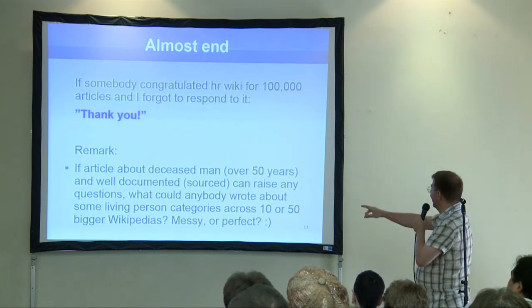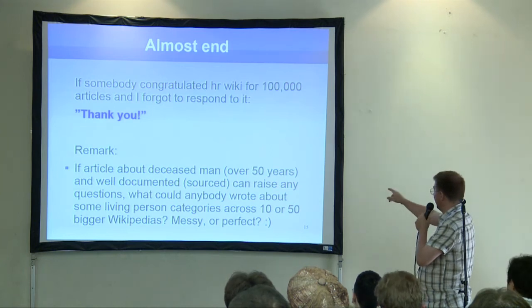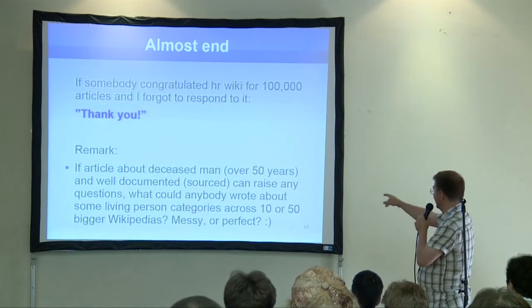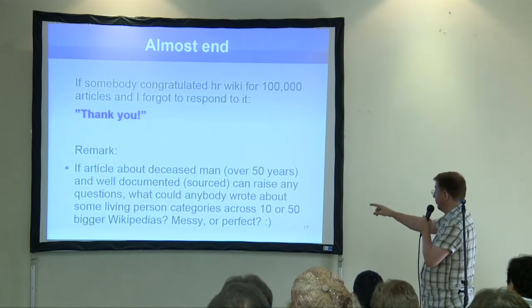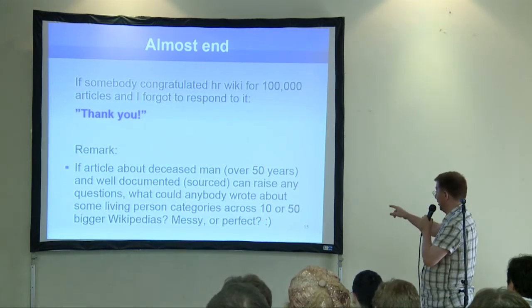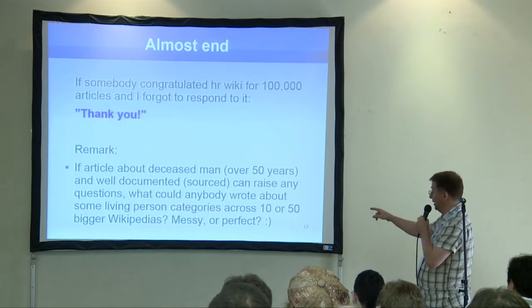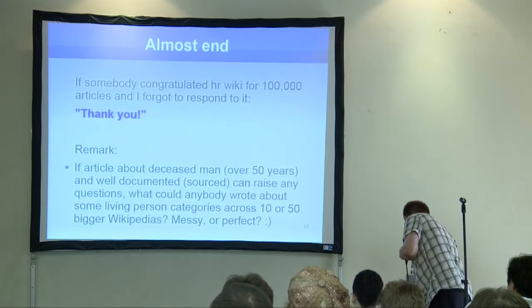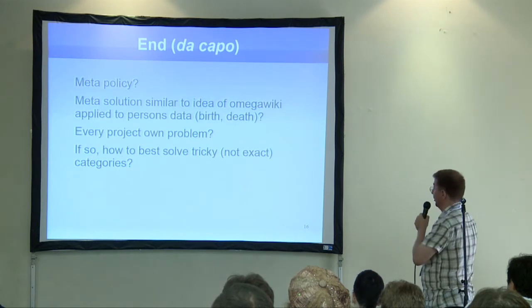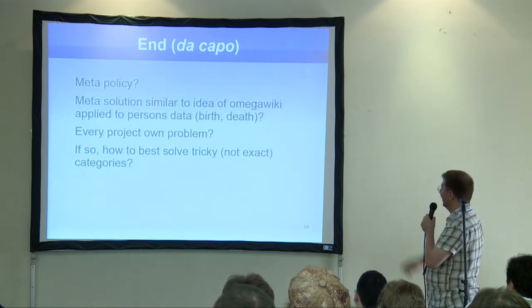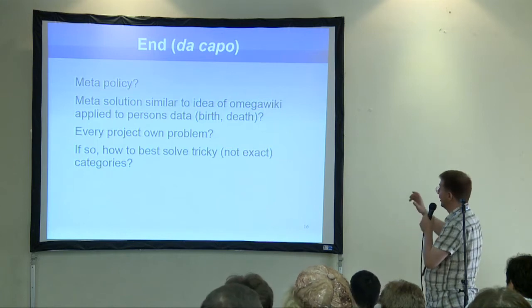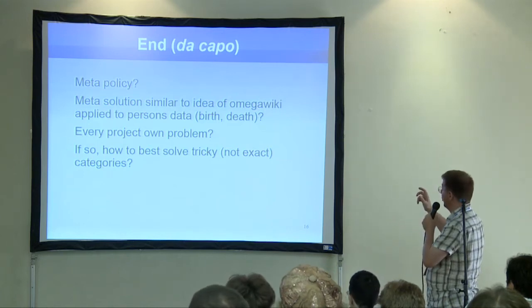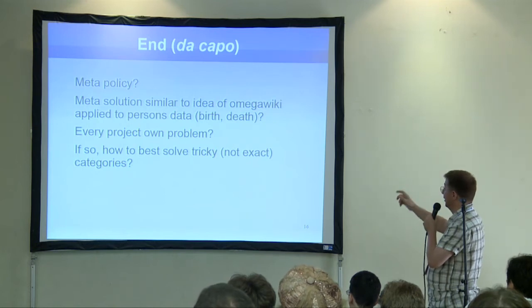Remark: if an article about a man deceased over 50 years, with a well-documented source, can raise questions, what could happen when anybody writes about some living person in categories across 10 or 50 bigger Wikipedias? Messy or perfect? You know what you think about that. And the Meta policy: a Meta solution, similar to the idea of OmegaWiki applied to a person's data.